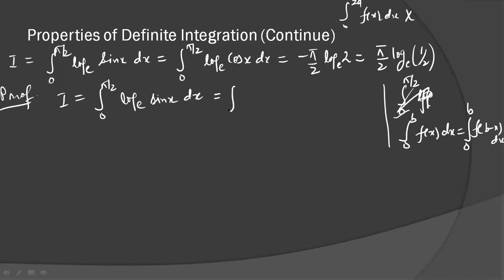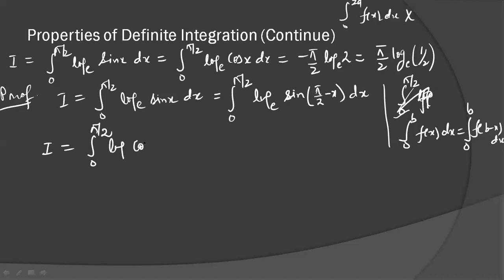So if we apply this property from 0 to pi by 2, what is b here? b is pi by 2. Which property is useful? It will come by practice only. If you solve many problems, you will realize which property is useful. And log sin of 90 minus theta is log cos theta. So you can see by this property you are getting the second result also. So this is equation number 1, and this is equation number 2.